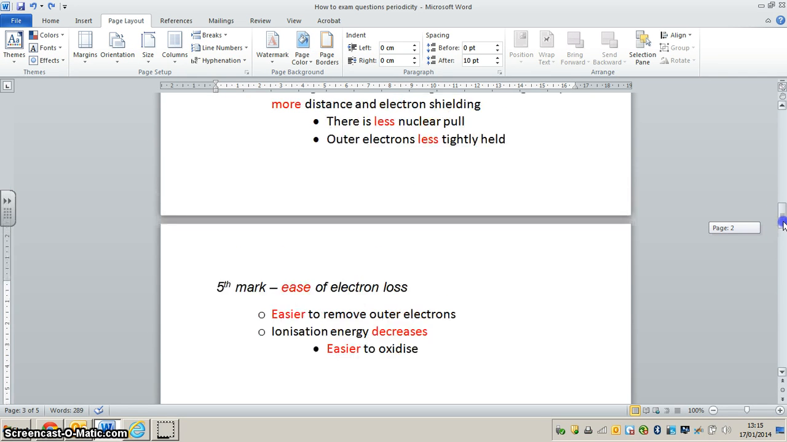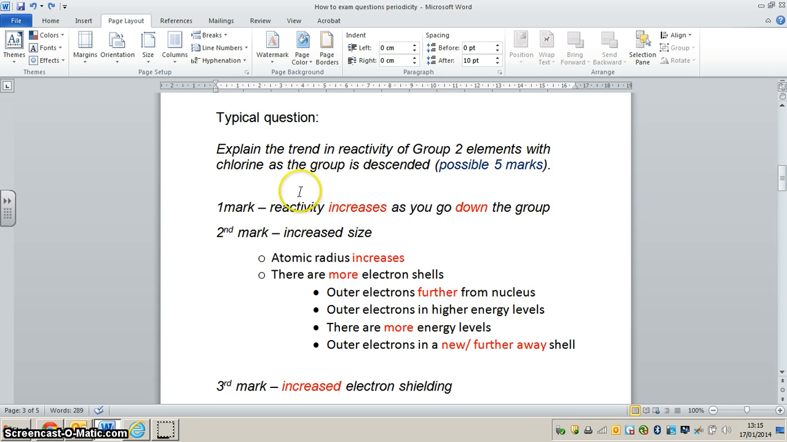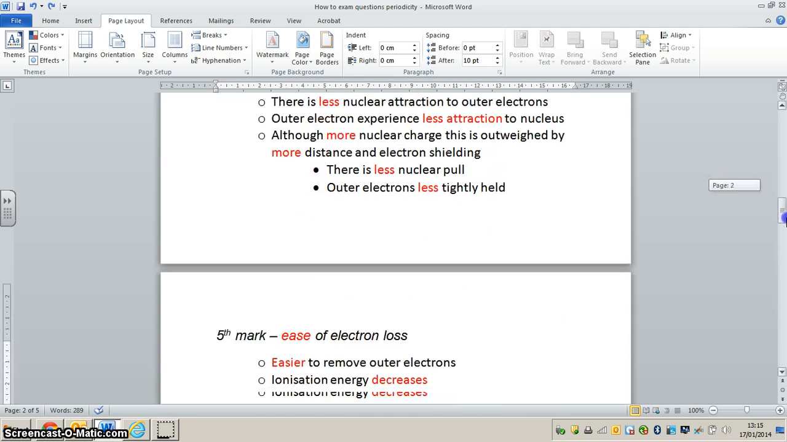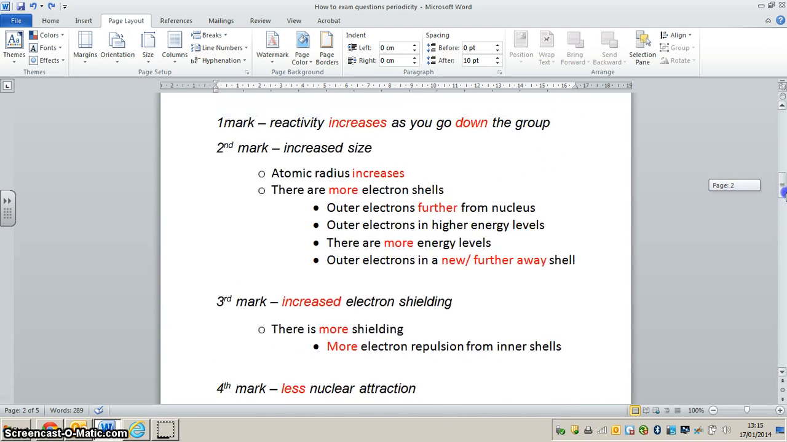So, in summary, the answer to our initial question is 5 sentences linking Mark 1 with Mark 2, with Mark 3, with Mark 4 and with Mark 5, along the lines of: as you descend the group, the reactivity increases. This is because the atomic radius increases, which means the outer electrons are further away from the nucleus. Because of this, the outer electrons experience more electron shielding from electrons in the inner shells.